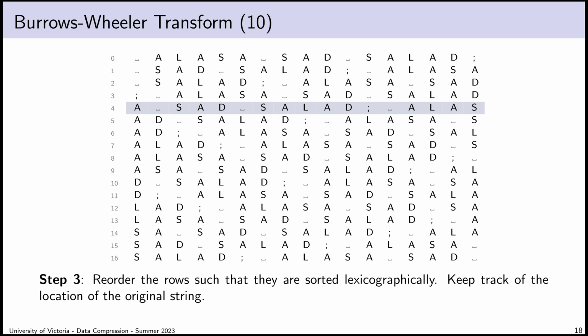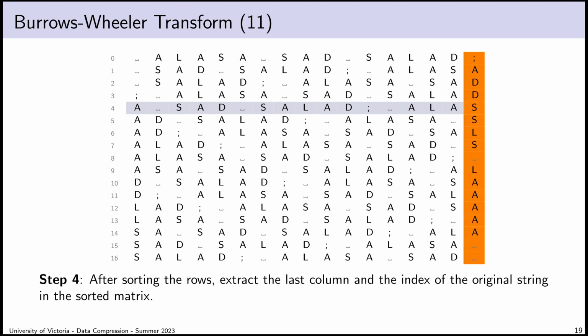Now, when I do this sorting operation, the original string will probably move. I mean, maybe it won't, but it probably will. So what I have to do is keep track of where my original string ended up. It began at index 0. When I was done sorting, it is now at index 4. So I make a note of that, and I'm going to do that via this blue highlight here.